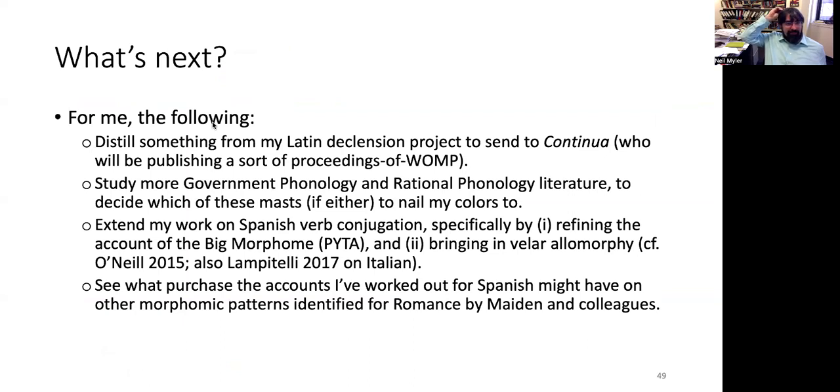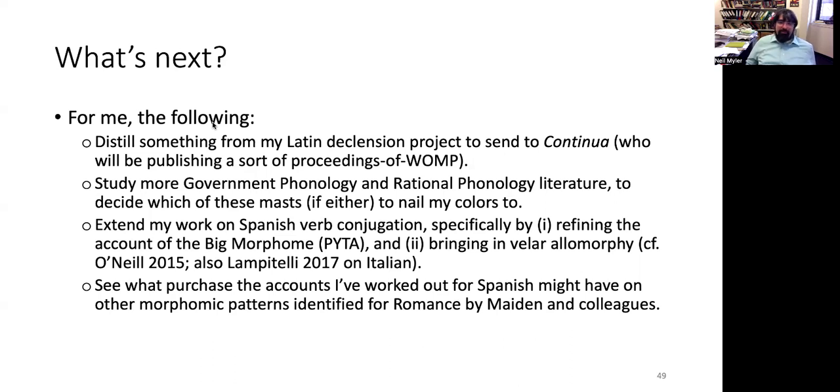So I'm going to distill something from my Latin declension project to send to Continua, which is a new journal on morphology and related things, Diamond Open Access. They're going to be publishing a sort of proceedings of WOMP. So hopefully I'll write something up and send it to that. I'm going to study more government phonology and rational phonology literature to decide which of these maths, if either, to name my colours to. I really need to figure out what I think about phonology proper. I have a bunch of sympathies and half-baked opinions, but I really need to bake those.